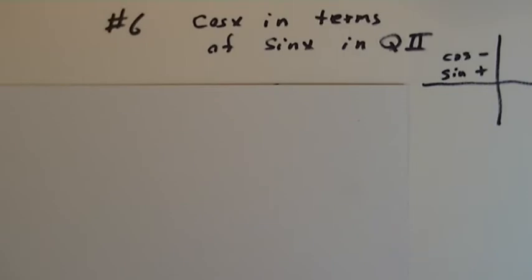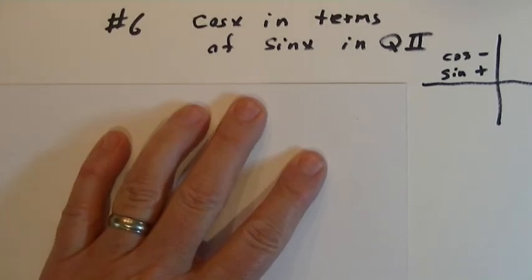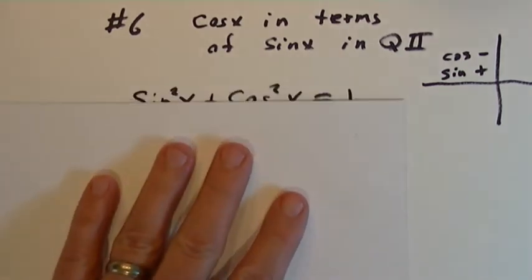Okay? So if you looked at your identities at all, one of the fundamental identities is what we call the Pythagorean identities. And the Pythagorean identity just simply says that if we square the sine, we square the cosine, add them together, we're going to get 1. And so we're going to start with that.